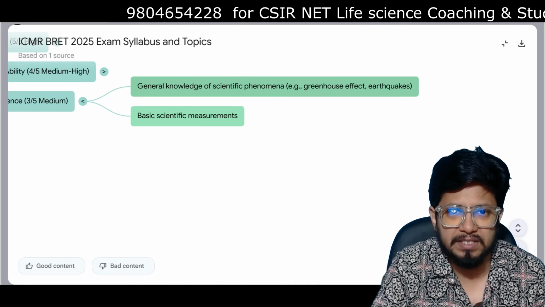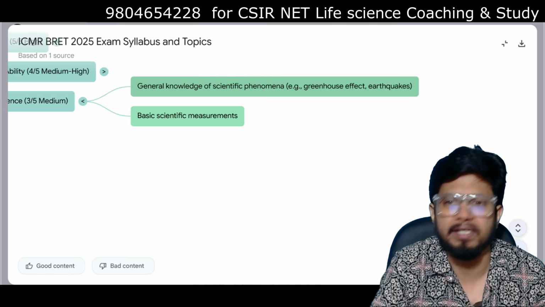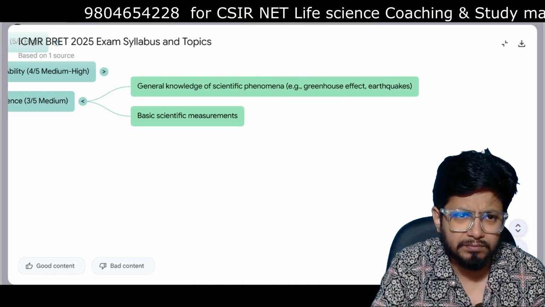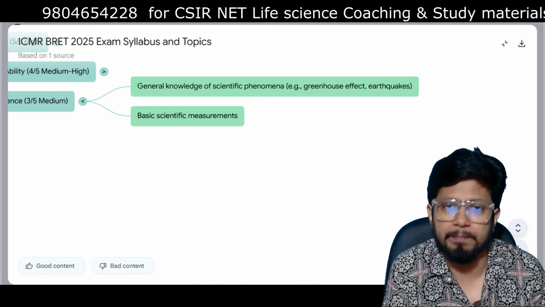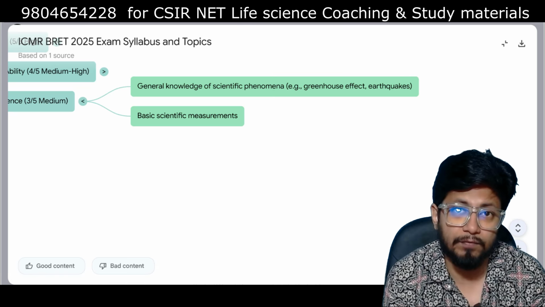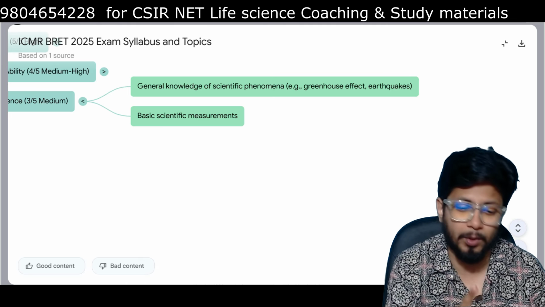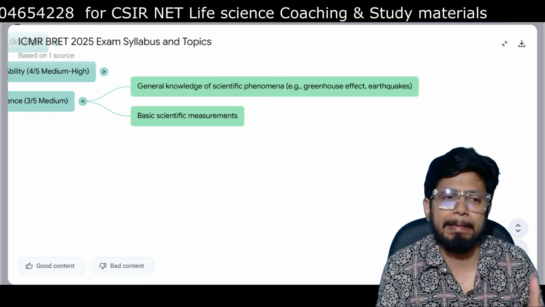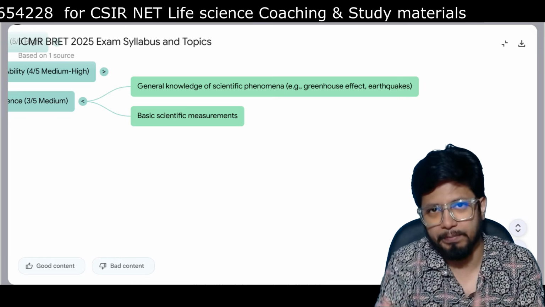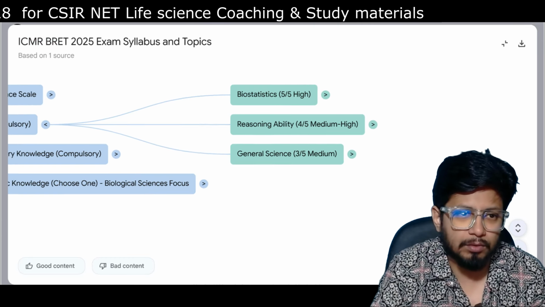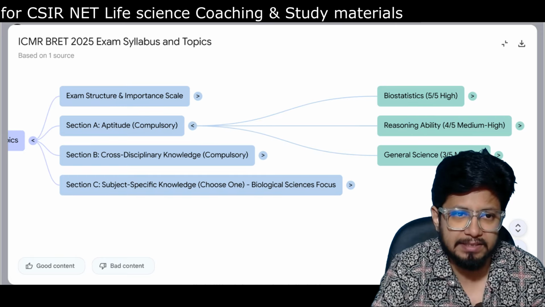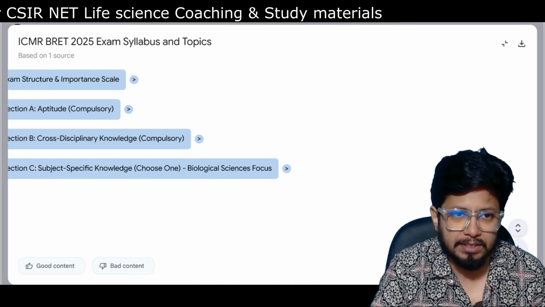General knowledge of specific scientific phenomena like the greenhouse effect, earthquakes. Basic scientific measurements. Measurement is a part that most students don't follow before the exam, but it is very important. For example, nanogram, microgram, picogram, this kind of measurement you need to be able to work out. So that's another important thing. That is section A, aptitude, which is compulsory.